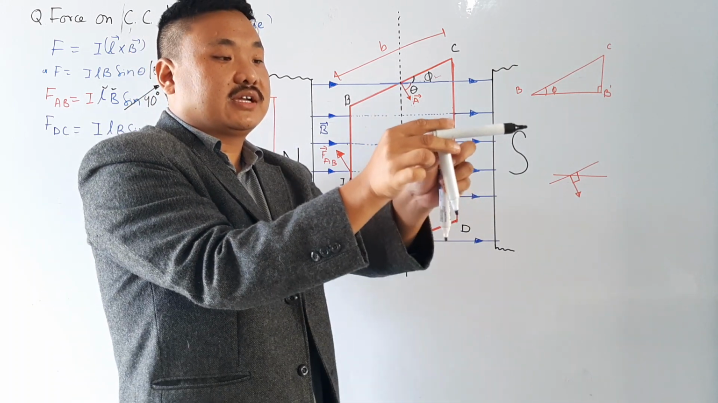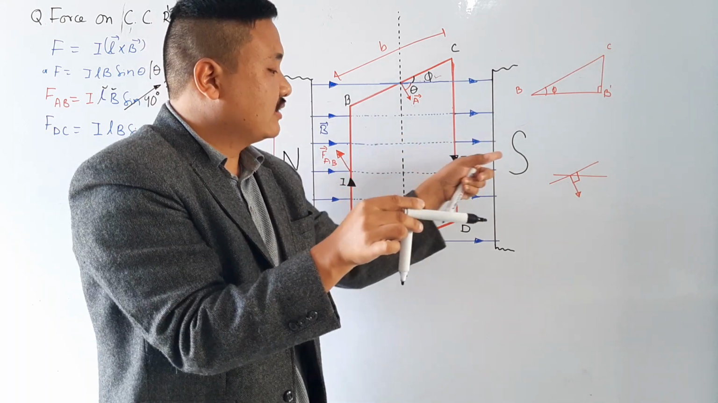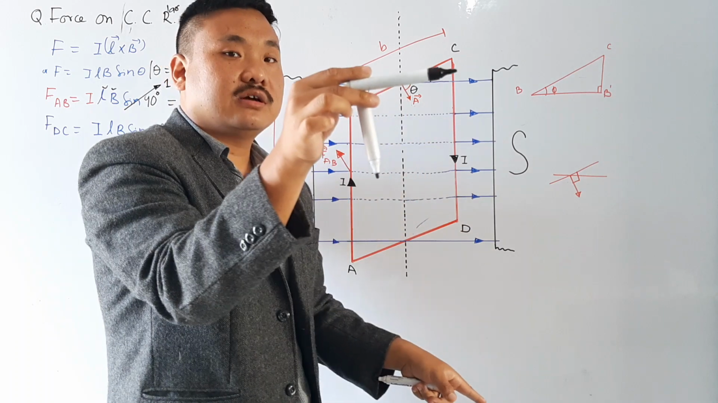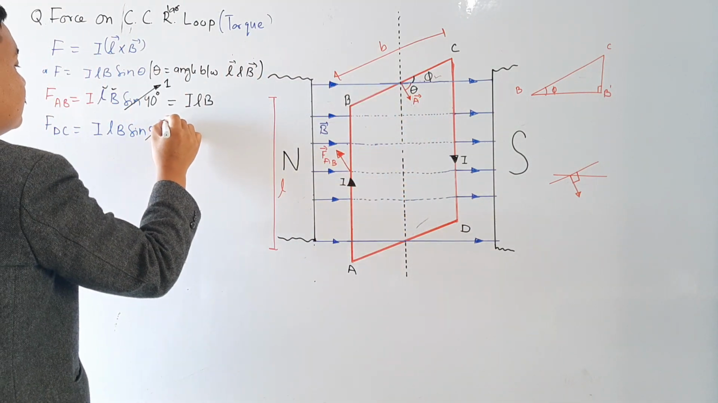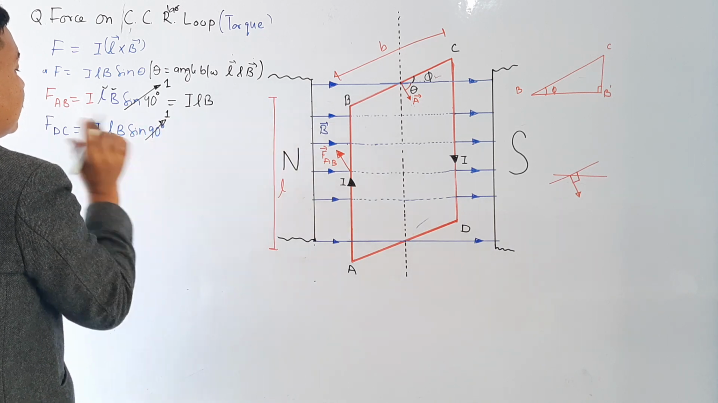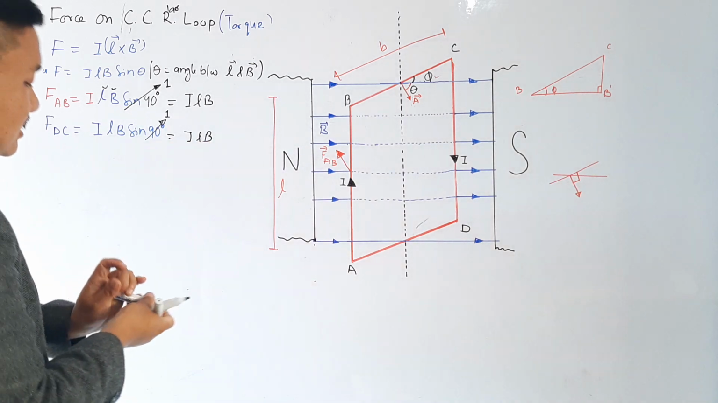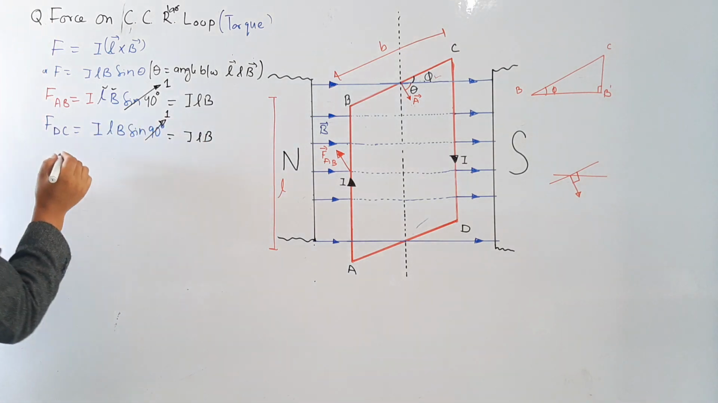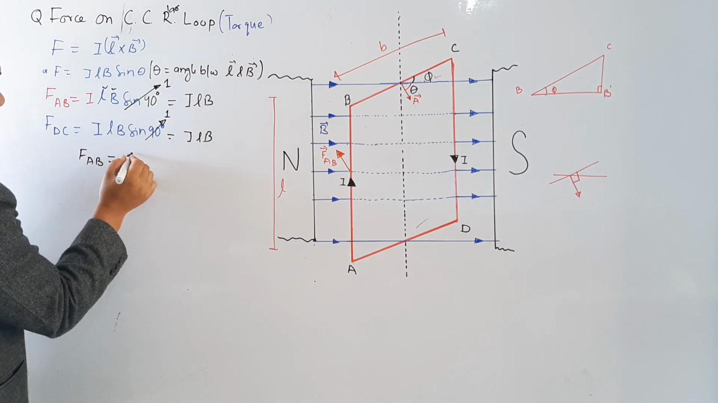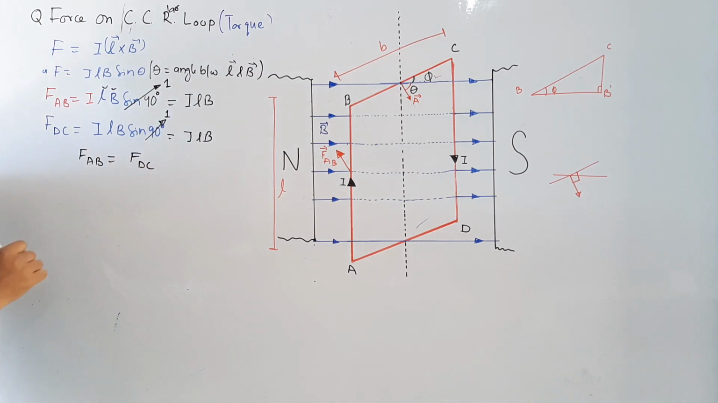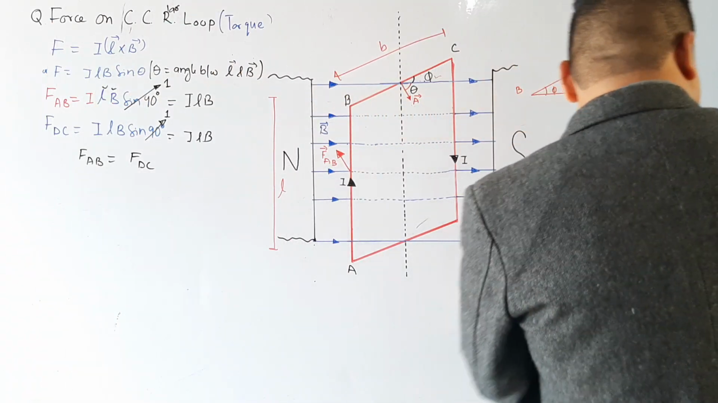So this is my current and this is my magnetic field here, because magnetic field is going in this direction, current is going downward, so angle is 90 degree. So this is again 1, and this will become again ILB. It means that FAB is equal to FDC. Okay, from this, and let me go to the direction.